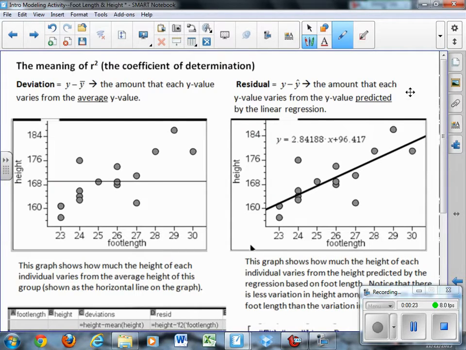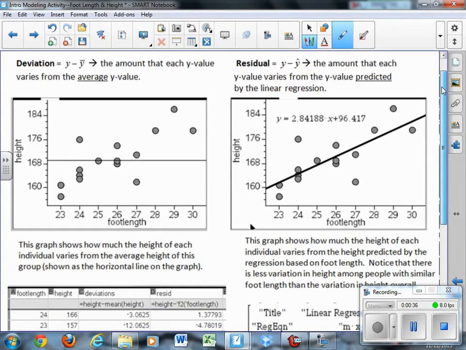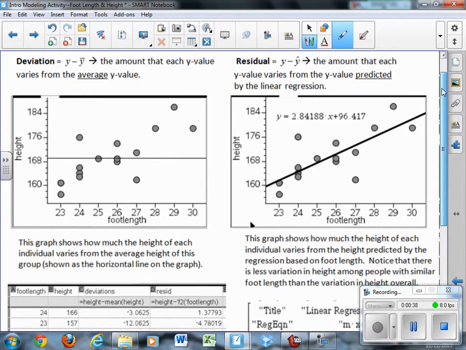So I'm going to write that up here. R squared is equal to 0.605. This number is often just called r squared, or the coefficient of determination. The way that r squared is interpreted has to do with the difference between what are called deviations from the average y and the residuals, which we talked about before.